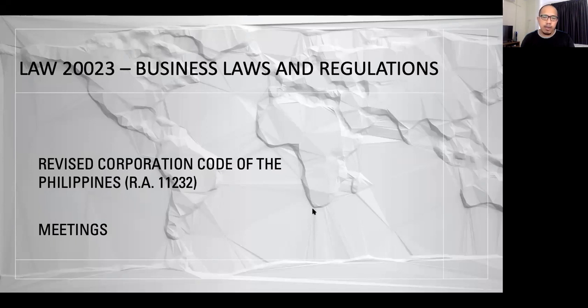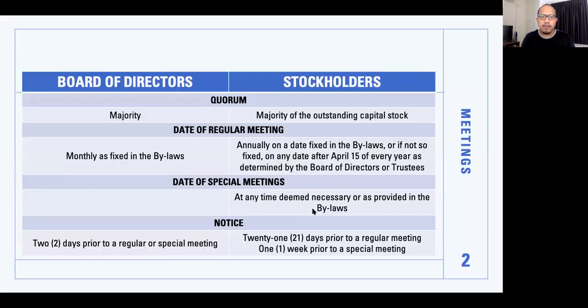So, dalawang grupo ng meetings ito ha. But our discussion will be joint. Joint na yung discussion on both topics. Actually, for the first portion, we will be comparing yung rules governing the meetings ng board at saka yung meetings ng stockholders. So, let's discuss. Naka-table form siya. On the left side of the table, for the board of directors, so on the right side ay yung meetings ng mga stockholders.